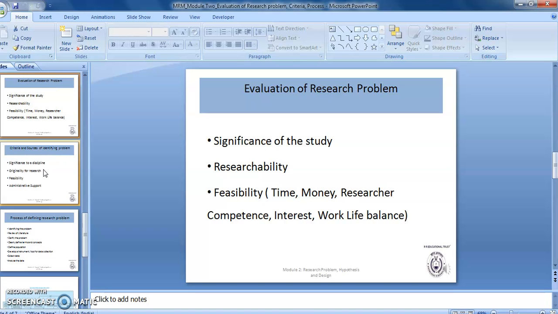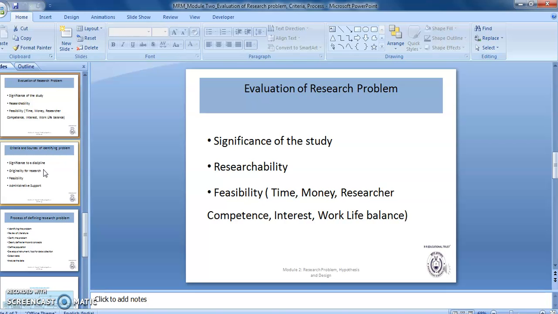Next comes the researchability of the study. Researchability is, can you find the data? Can you collect the data? Can you find the right people? Is the data so collected reliable, etc.? That is called researchability. Third comes feasibility.